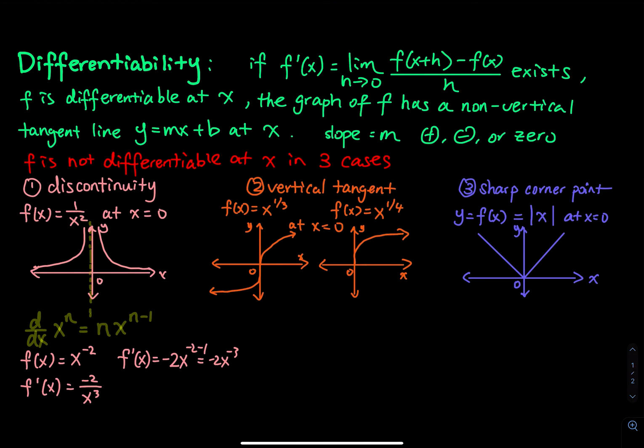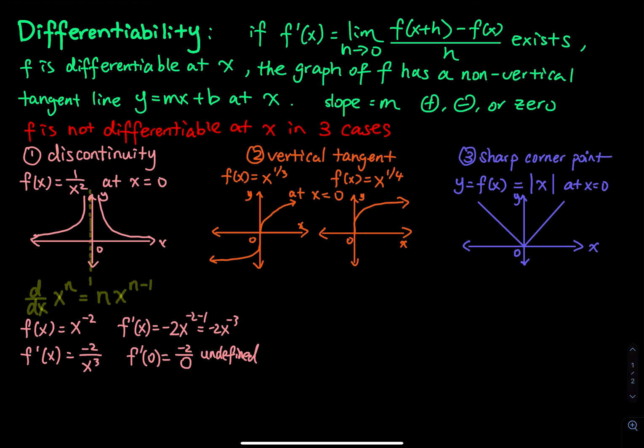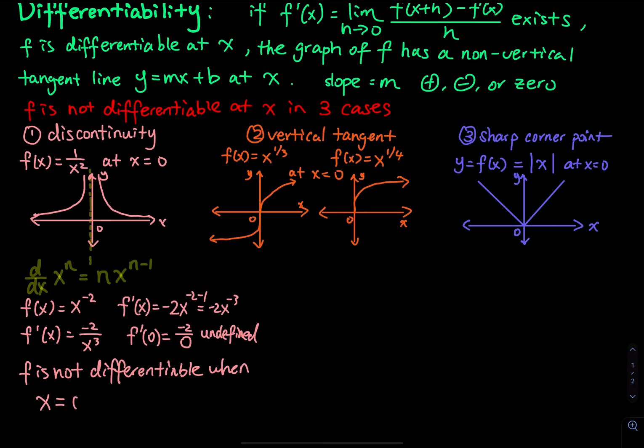So when x is equal to 0, we have f prime of 0 equals negative 2 divided by 0, which is undefined, right? So undefined. What happened? That means when x is equal to 0, f is not differentiable. It's not differentiable. So the slope cannot be measured when x is equal to 0.